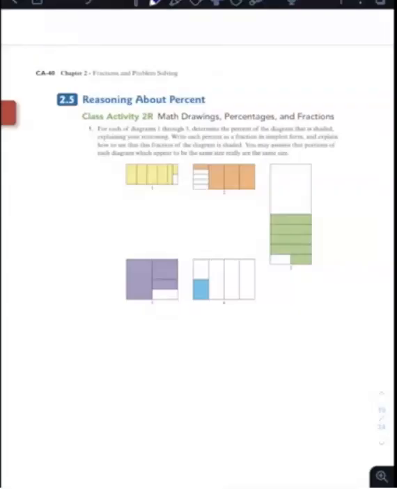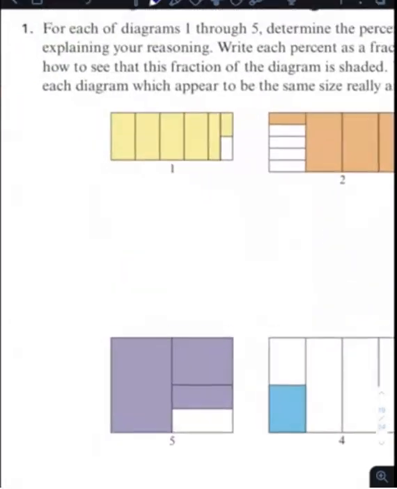In section 2.5, we're going to look at percent and how they relate to fractions and decimals and other ways of writing numbers. We're going to just look at some visual examples of percent, and then we're going to take a look at a new model that I'd like to show you, in addition to the models that are discussed in the textbook. So first of all, let's make some sense of percent.